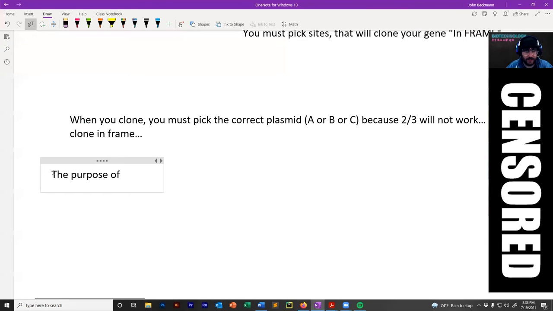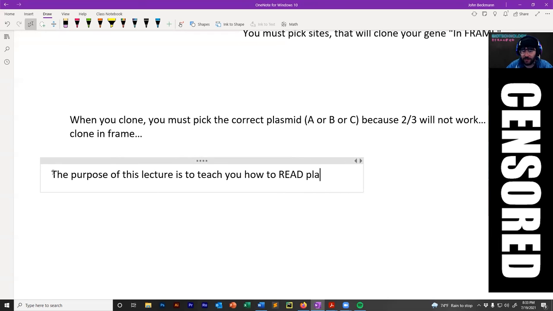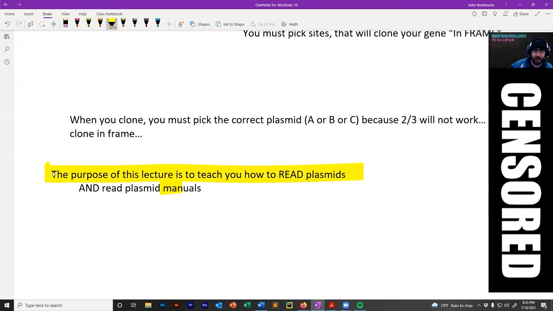The purpose of this lecture is to teach you how to read plasmids and read plasmid manuals. That's the purpose. So I think we're good. I think we understand this now.